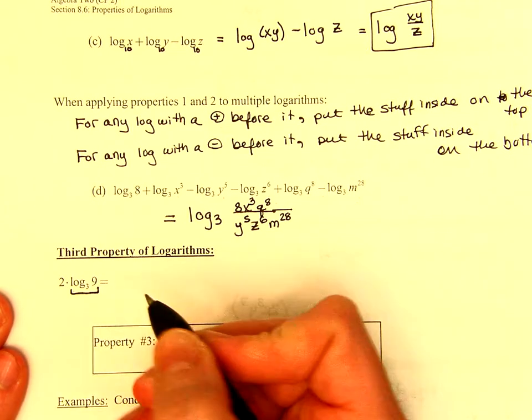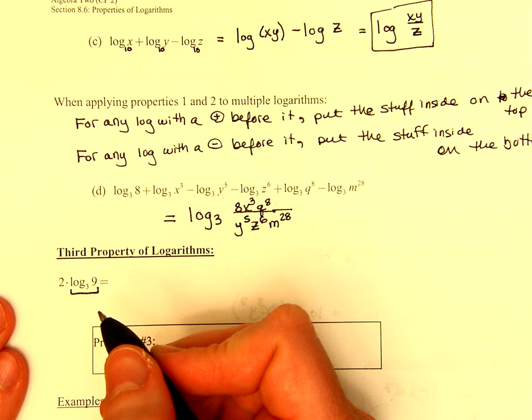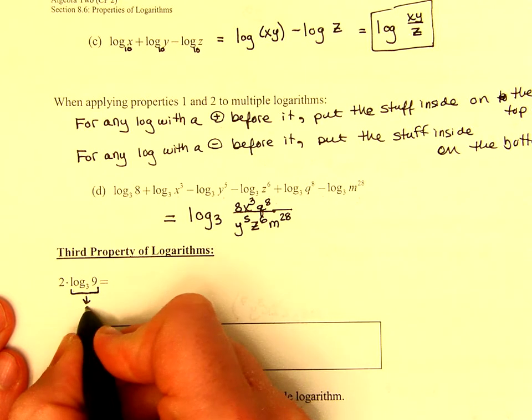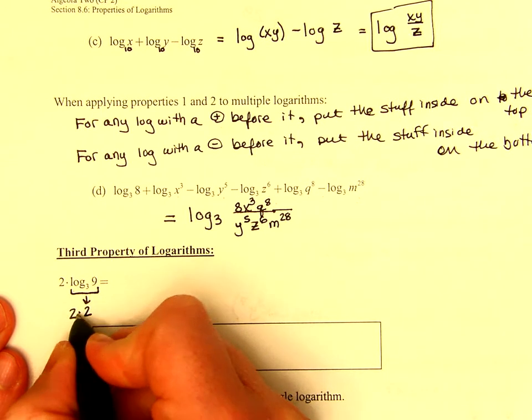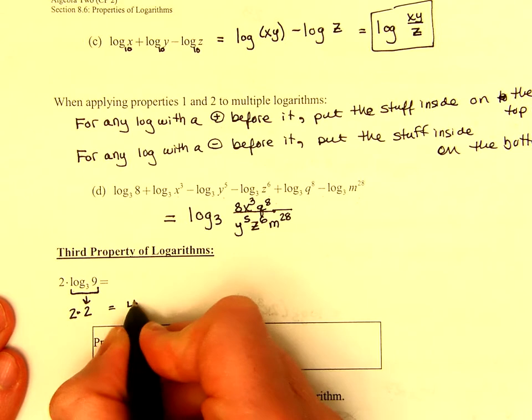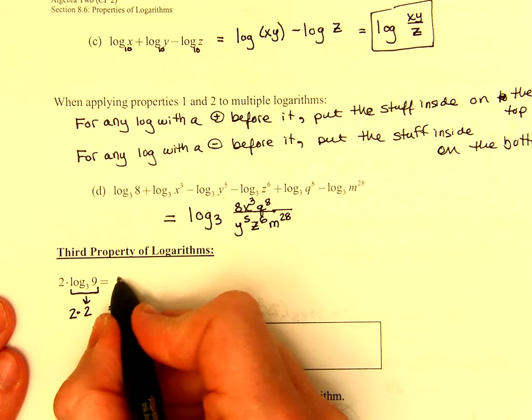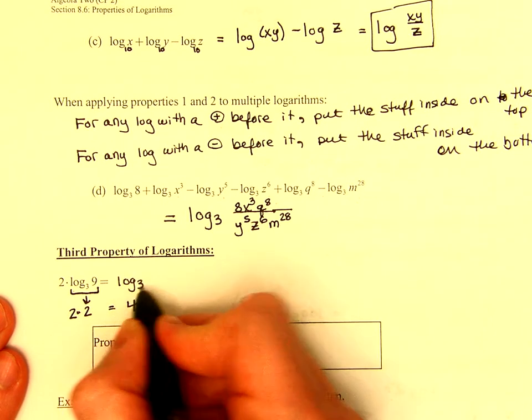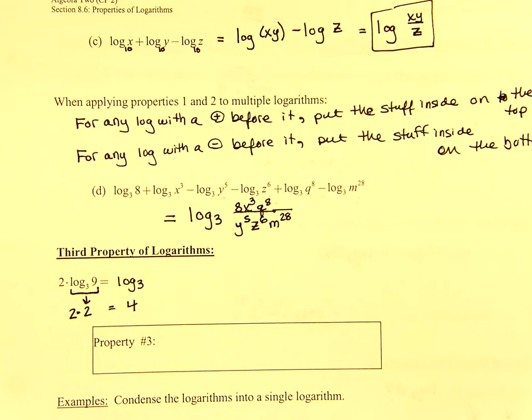I know log base 3 of 9 is like asking 3 to what power gives us 9, and we're going to get 2. We're going to do the problem 2 times 2, and we're going to get 4. I want a log base 3 problem whose answer is 4. Think about that for a moment. A log base 3 problem whose answer is 4.